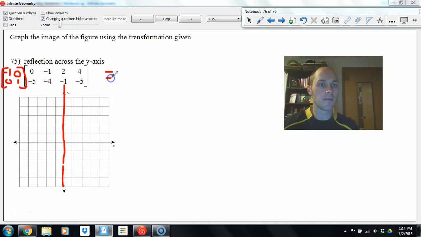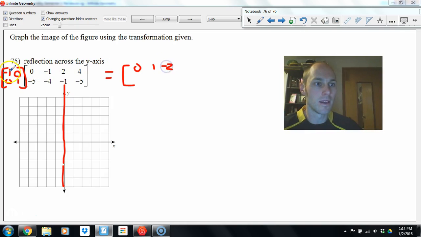So then once we multiply, we just go through that process, and we multiply negative 1 times 0 is 0, and 0 times negative 5 is 0, so we have 0 up top. Move to the next column. Negative 1 times negative 1 is 1. 0 times negative 4 is 0, so we have 1. Negative 1 times 2 is negative 2, plus 0 times negative 1 keeps us at negative 2. Negative 1 times 4 is negative 4, plus 0 times negative 5 is still negative 4.